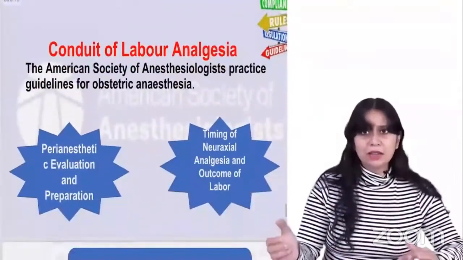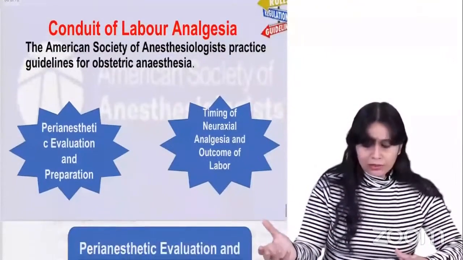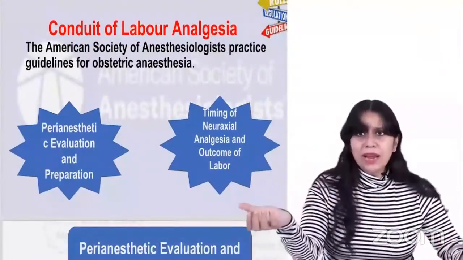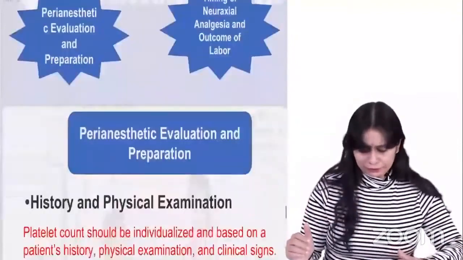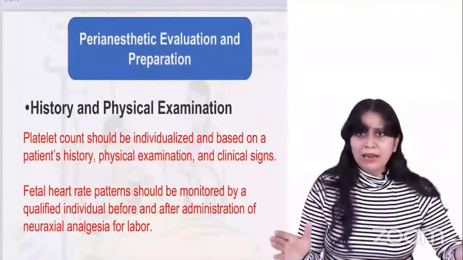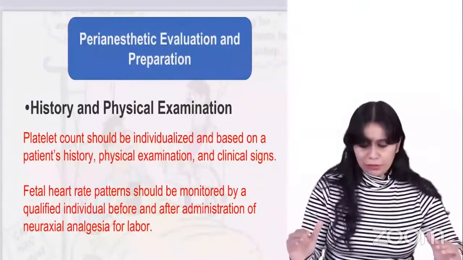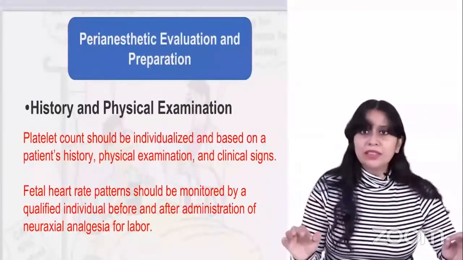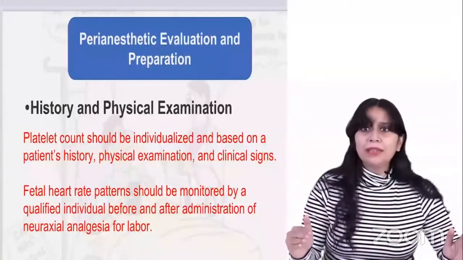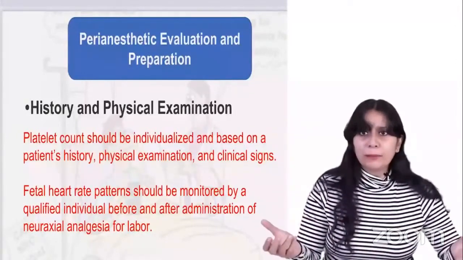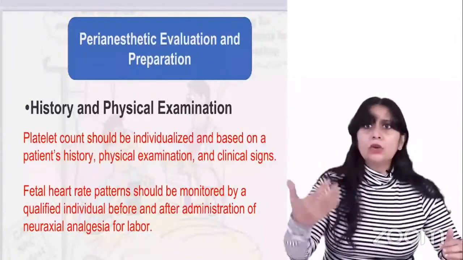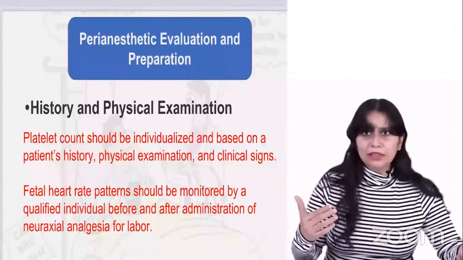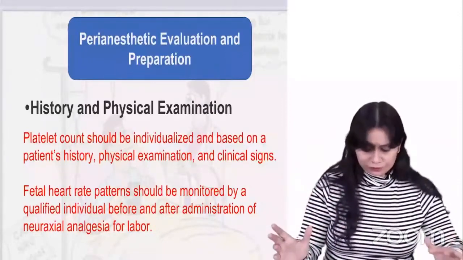Now, the conduct of labor analgesia. How do we give labor analgesia? There's the American Society of Anesthesiologists (ASA) practice guideline, and most of the centers which practice labor analgesia follow this guideline. It should be planned. A pre-anesthetic evaluation and preparation should be done: proper history, physical examination, and some investigations. Not every patient requires a platelet count before putting an epidural, but in required patients, like those with deranged LFTs, we can get a platelet count done and keep it as a record.